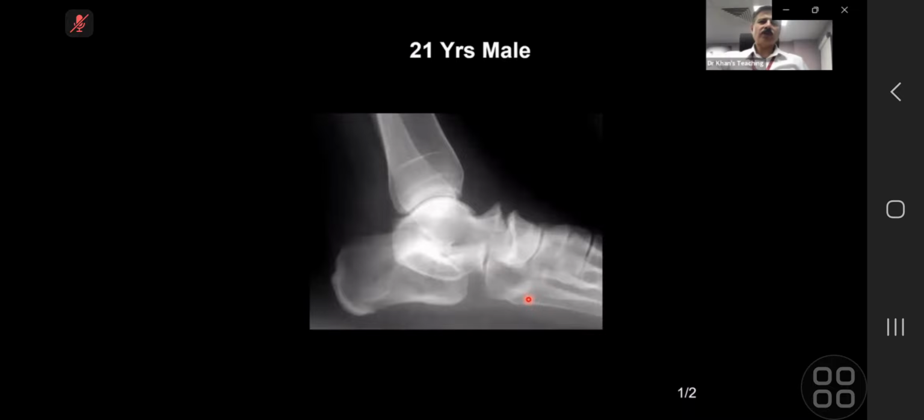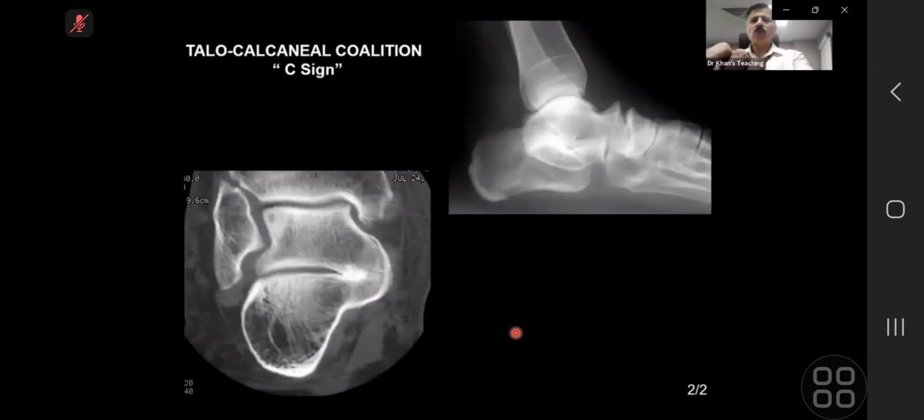Bony bar is not very convincing. It's overlapping. No. A bit of stretch of imagination. There is a sign there. I want to hear the name. Do you see this thing? Oh, the sustentaculum tali? No, this sign is known as C sign.